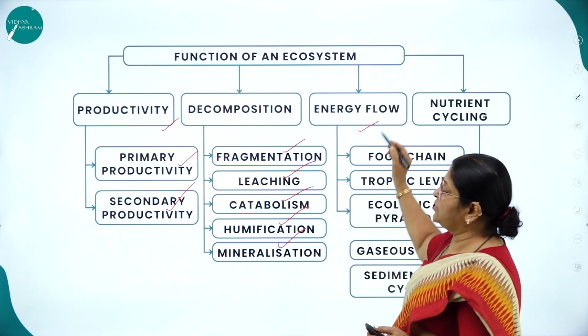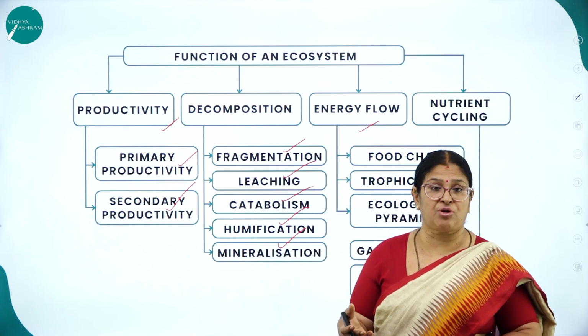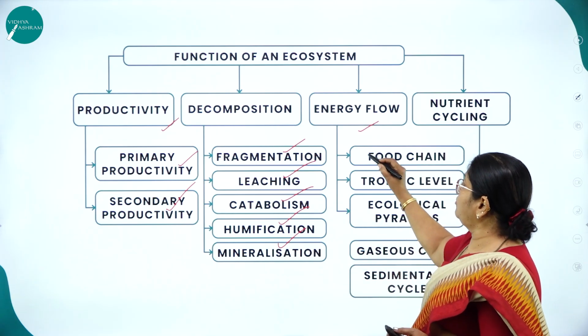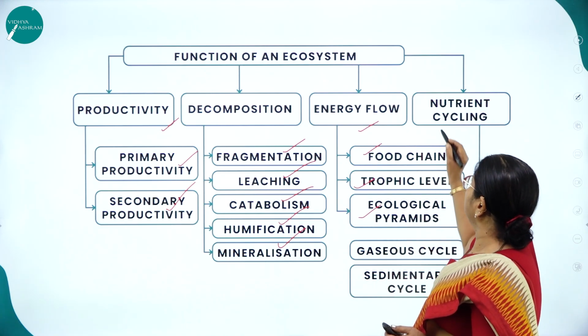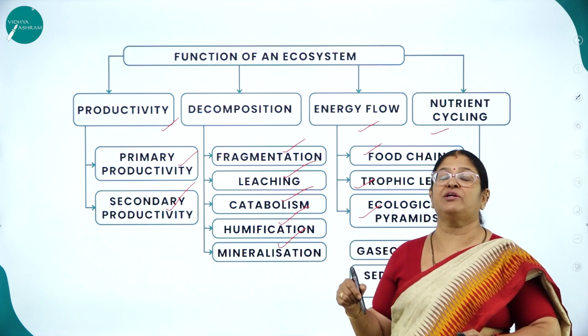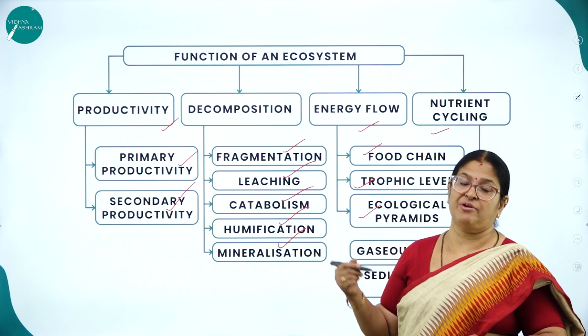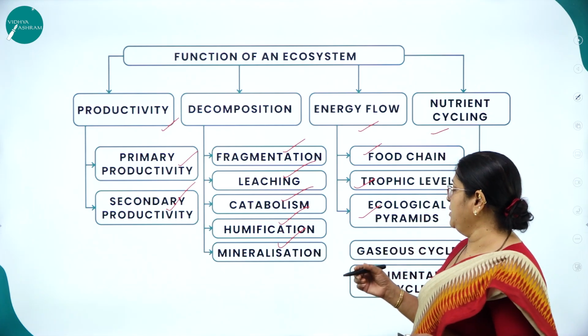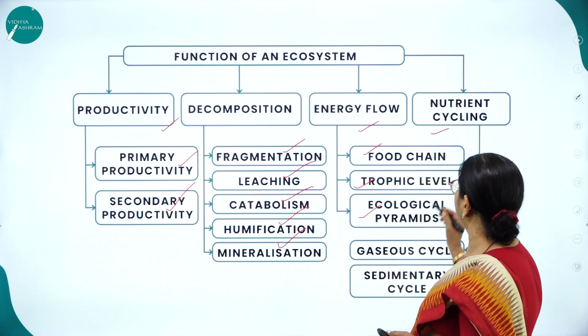Then moving on to energy flow. Energy flow is nothing but the transfer of energy in a food chain is called as energy flow. So what is it? Food chain, trophic levels, ecological pyramids. The nutrient cycling, actually this concept is also deleted from this particular chapter called ecosystem. As I said, if at all you are writing the competitive exams, I think this is going to help you a lot.